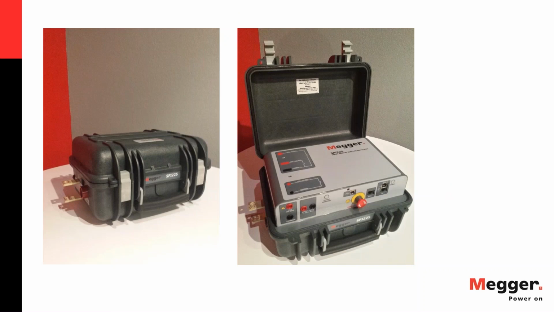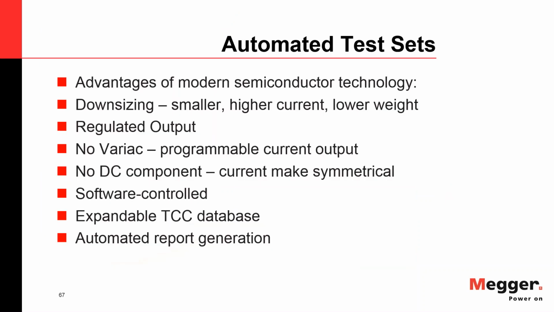One example would be this, a fairly small box. What is happening with these new designs is that instead of the classic approach with gating device, variac, and transformer, you use a modern approach with semiconductor technology, power electronics. And you create a controllable, regulated power source with the power electronics. That leads to an immediate effect of downsizing, since you get more watts per kilogram out of power electronics. So the test set will get smaller.